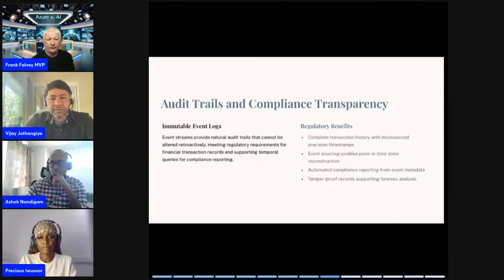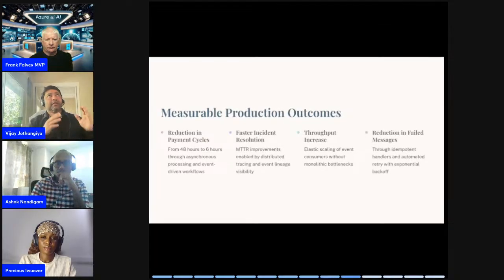Audit trails and compliance transparency. One of the strongest advantages of event-driven finance is natural auditability. Event logs are immutable. They cannot be altered retroactively. This provides a complete transaction history with microsecond-level timestamps. Event sourcing enables point-in-time state reconstruction. Compliance reports can be generated directly from event metadata itself. For regulated industries, this transparency significantly strengthens audit confidence. In banking, audit, SOC, and SOX compliance are the most important parts. Without that, you cannot launch any of your applications.